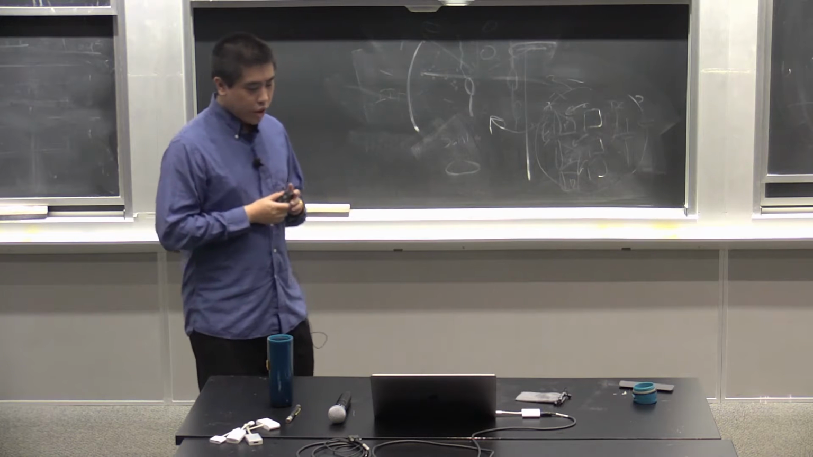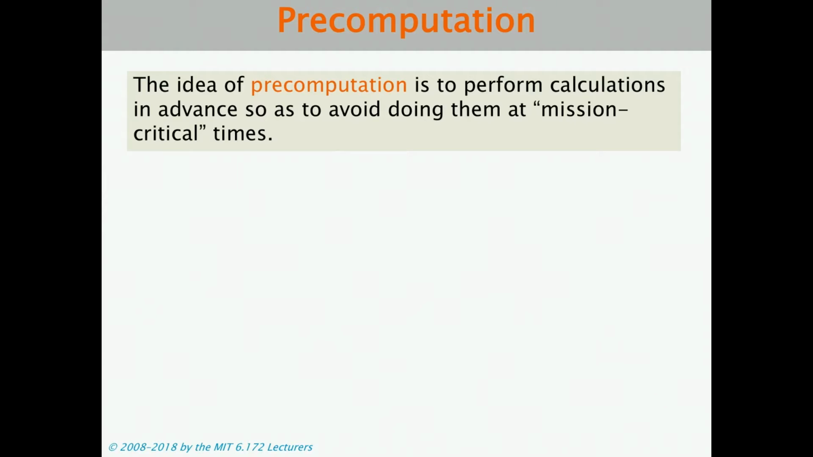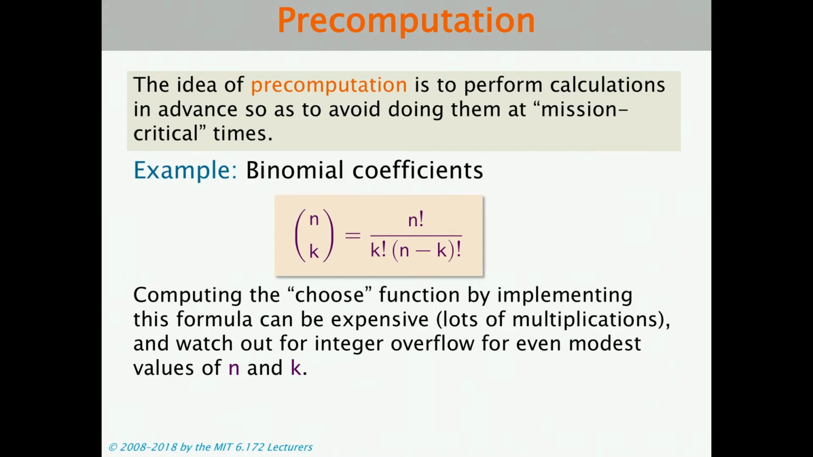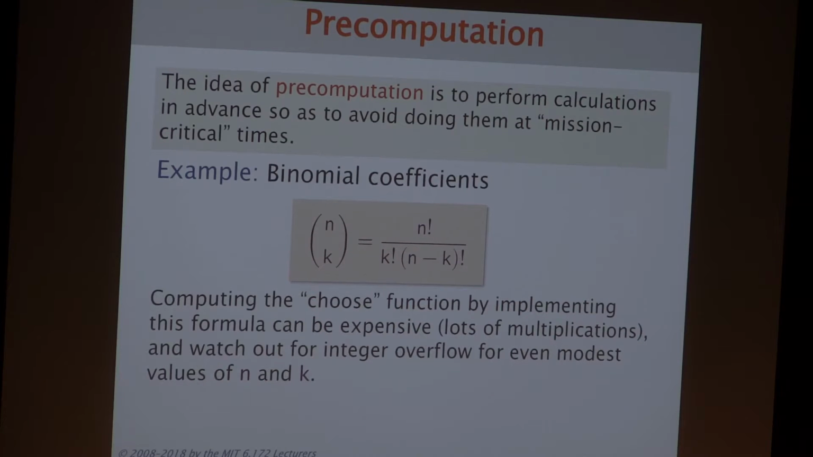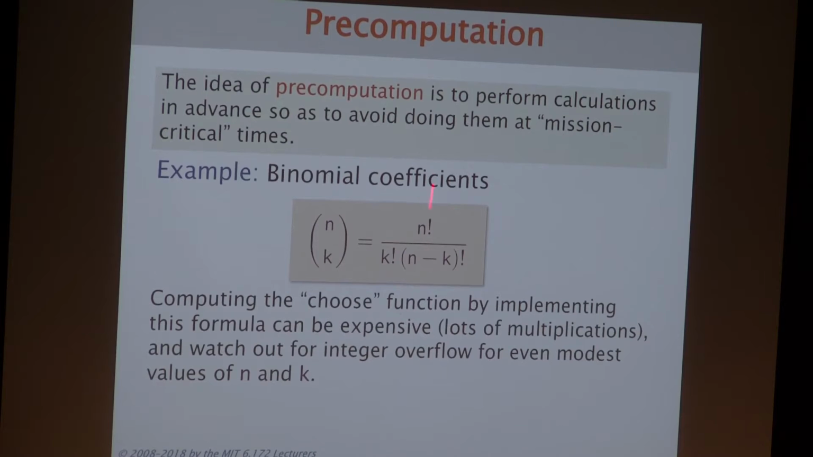OK, so the next optimization is precomputation. The idea of precomputation is to perform some calculations in advance so as to avoid doing these computations at mission-critical times, to avoid doing them at runtime. So let's say we had a program that needed to use binomial coefficients. And here's a definition of a binomial coefficient. So it's basically the choose function. So you want to count the number of ways that you can choose k things from a set of n things. And the formula for computing this is n factorial divided by the product of k factorial and n minus k factorial.